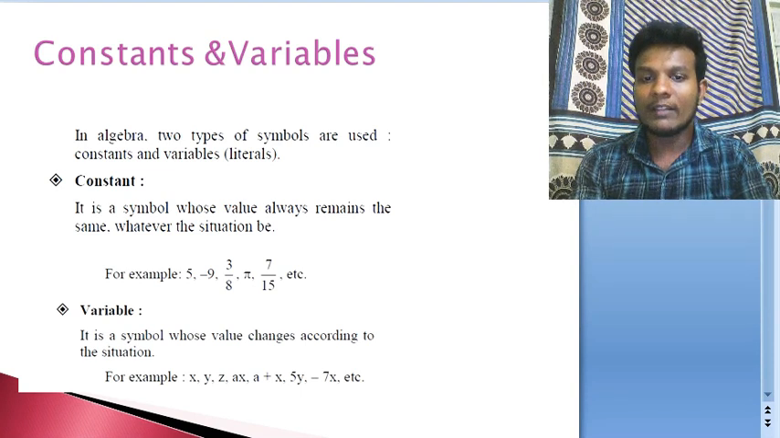Constant means its value is always going to remain the same. As the vocabulary meaning says, it is going to be static. That means the value is fixed. But in case of a variable, what will happen? We can assign any random value. Generally we indicate these variables with lowercase alphabets. We can use capitals also, but generally we prefer lowercase alphabets in denoting variables.